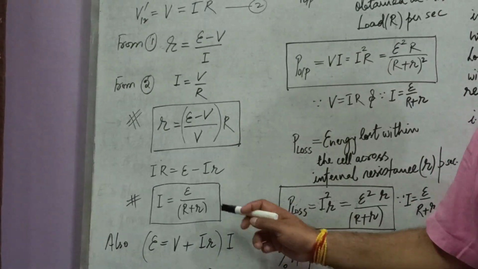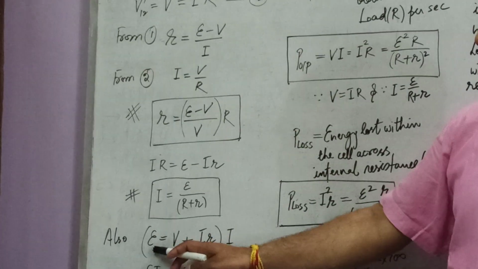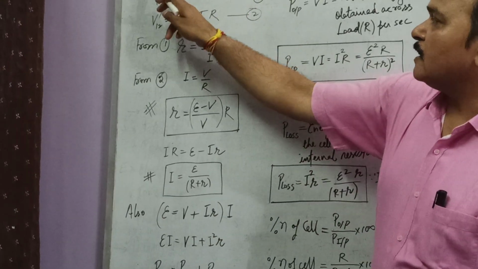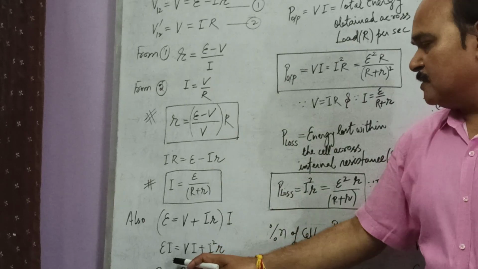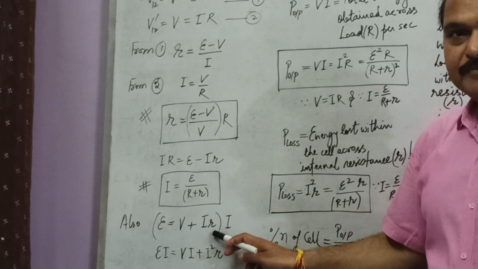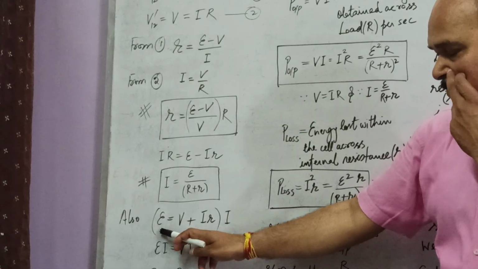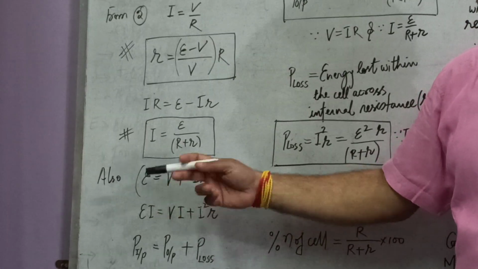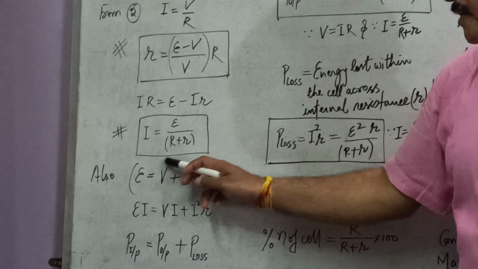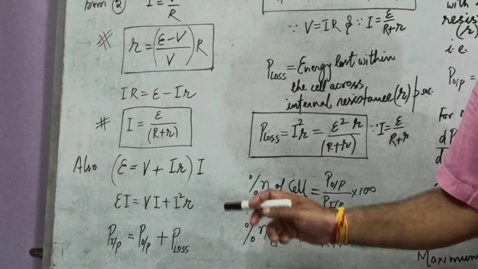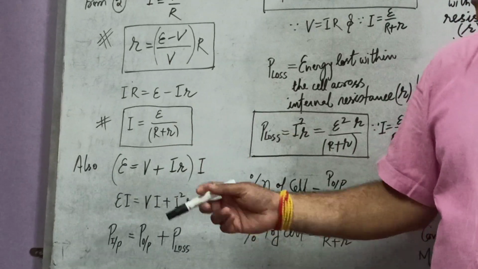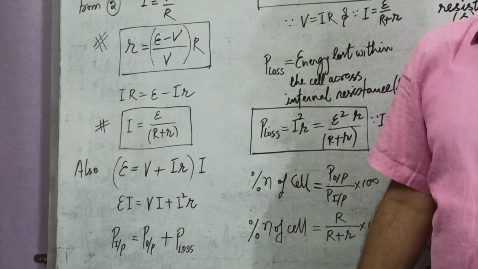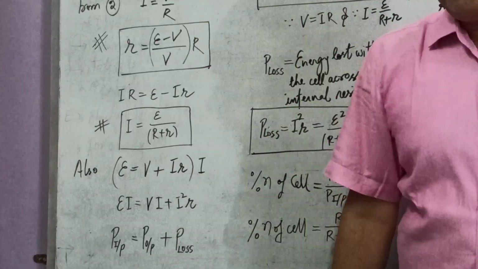Well, formula of EMF can also be written as E is equal to V plus Ir. E is equal to V, change the side of Ir, we get E is equal to V plus Ir. This is total EMF. A part of this EMF is obtained across the load as terminal voltage, and a part drops within the cell. Now if we multiply both sides by I, voltage, when multiplied with current, what do we get?